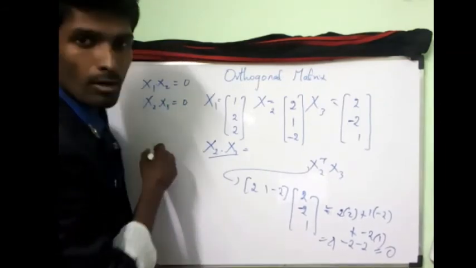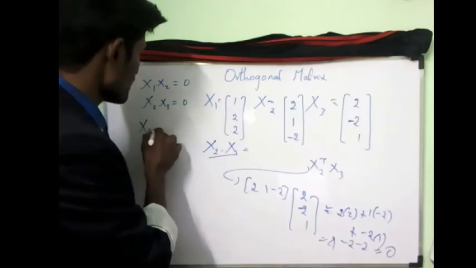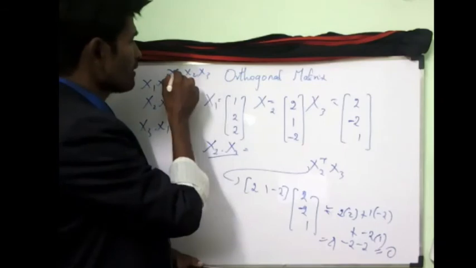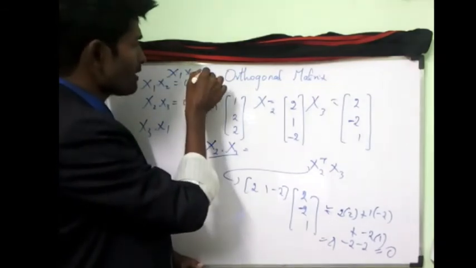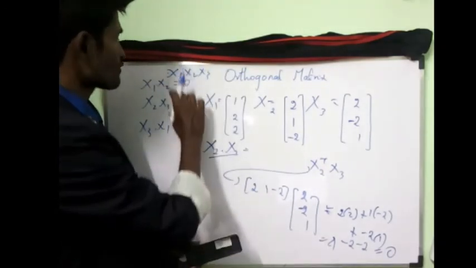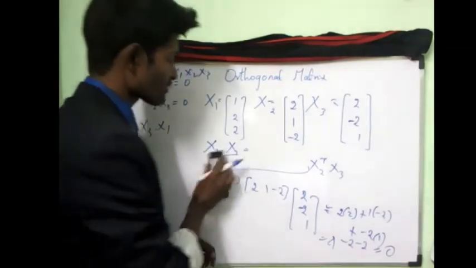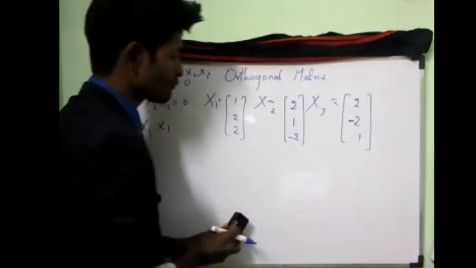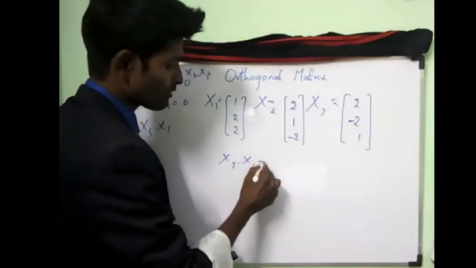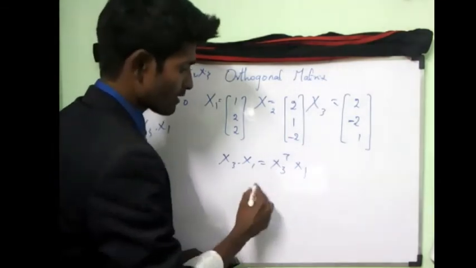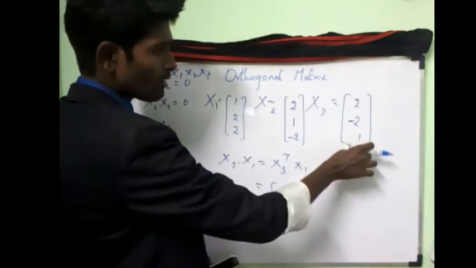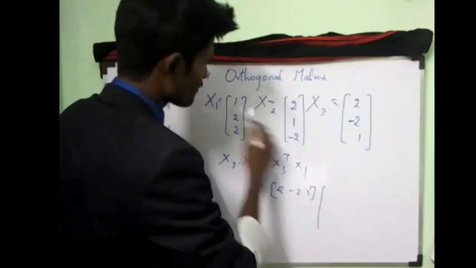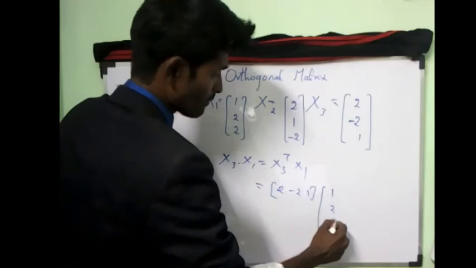And now we want to check the next one, x3 dot x1, because it goes in a circular way. x1, x2, x3 means x1, x2, then x2, x3, then x3, x1. Okay, so the first two conditions we completed and now we come to the last condition. So one more time, I write x3 dot x1, which is equal to x3 transpose x1. Take x3 transpose, just one column into a row: 2, minus 2, 1, into x1, which is 1, 2, 2.